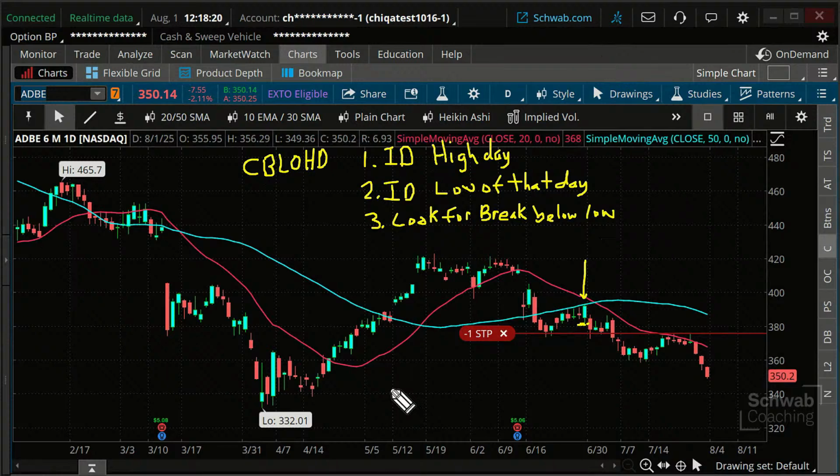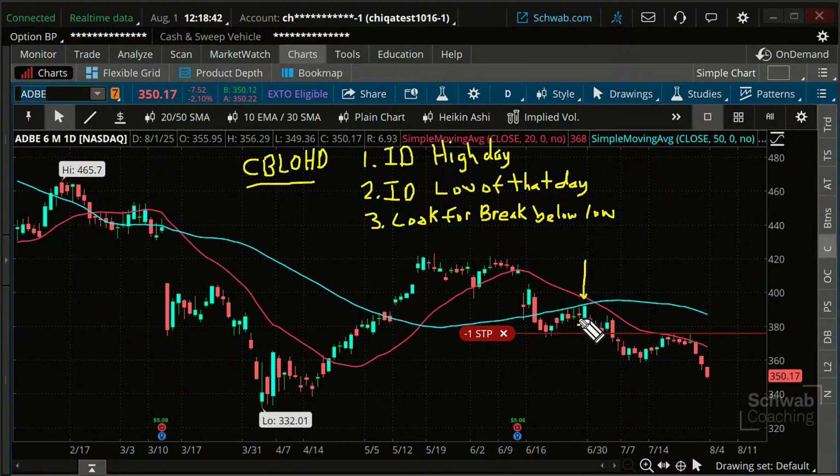All right, so Myron, hopefully this helps you out. If you guys want to take a screenshot, this would be for the close below the low of a high day. If you're doing a CAHOLD, you just change everywhere it says high to low, and everywhere it says low back to high, and that would give you just the reverse. So that would be a CAHOLD.